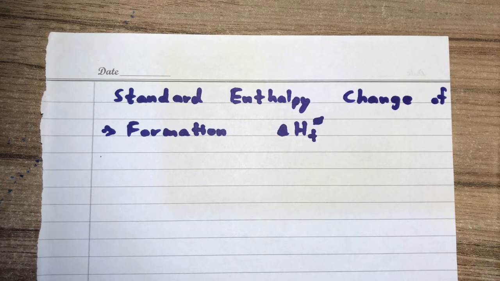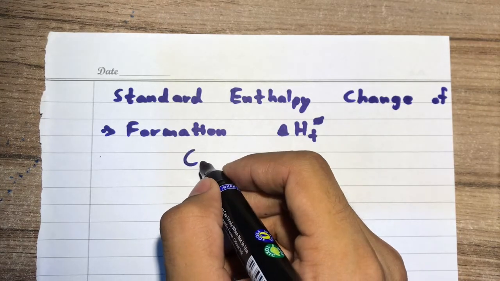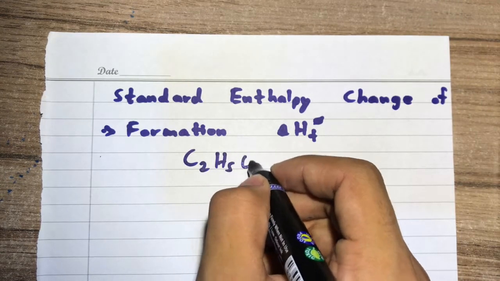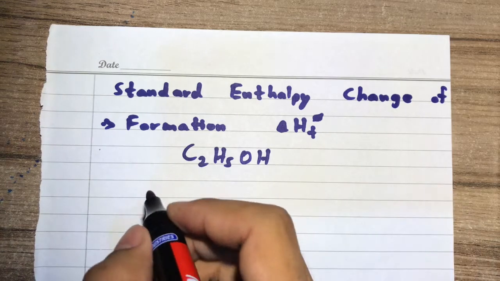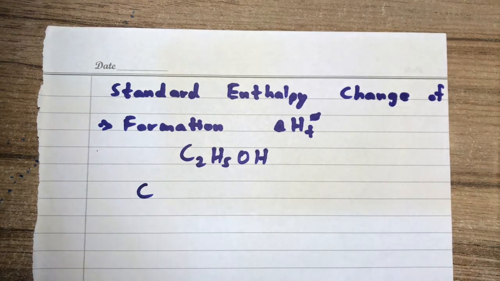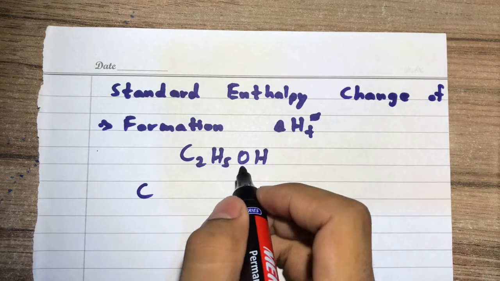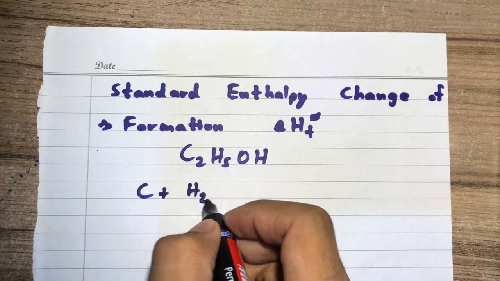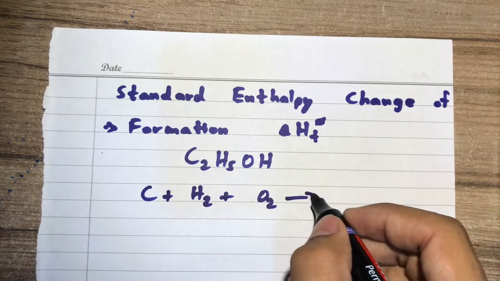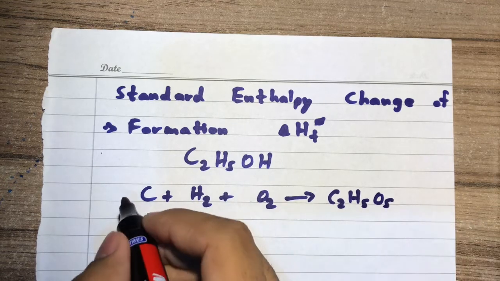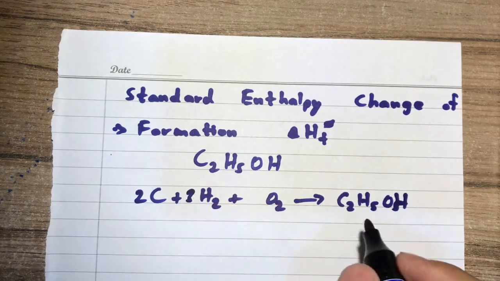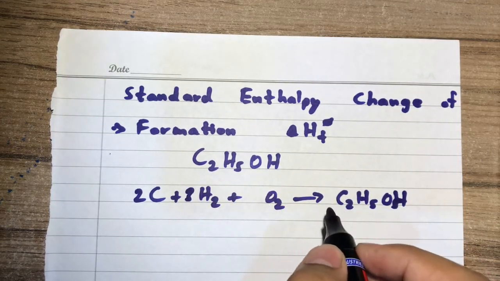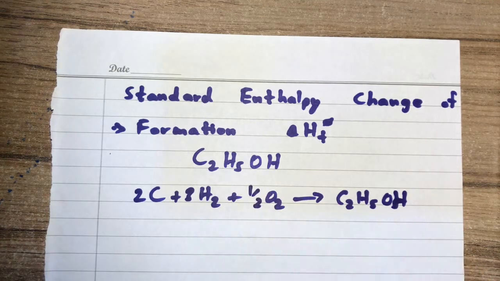So what does that mean? It means that, for example, if we have to form C2H5OH, let's say ethanol, the equation for the formation of ethanol will be 1 mole of the compound from its constituent elements. So the elements of this are carbon, hydrogen, and oxygen, forming C2H5OH. Now there are 2 carbons, there are 6 hydrogens over here, so 3 over here, and then there's 1 oxygen. Because we have to form only 1 mole of the compound, it has to be half oxygen.